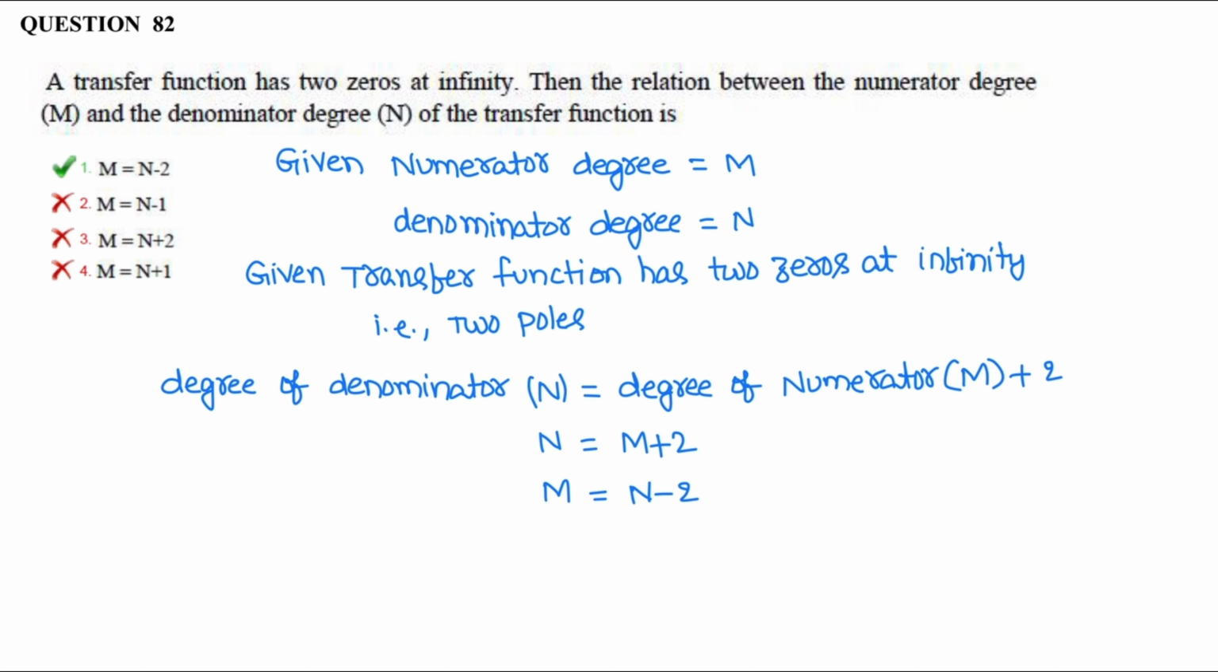Question number 82. A transfer function has two zeros at infinity. Then the relation between the numerator degree m and denominator degree n of the transfer function is, given numerator degree is m and denominator degree is n. Also given the transfer function has two zeros at infinity. Two zeros at infinity is nothing but two poles. Degree of denominator n is degree of numerator plus 2. n is equal to m plus 2. m is n minus 2. Correct answer is option 1.